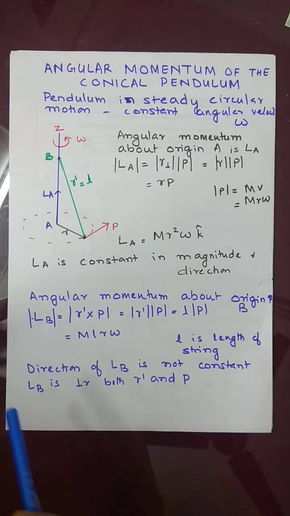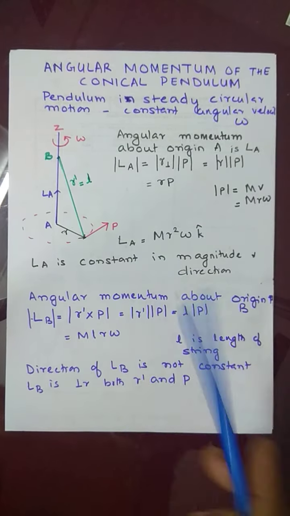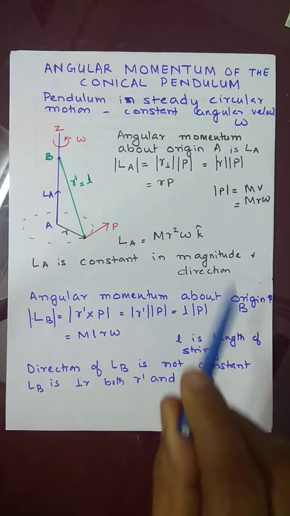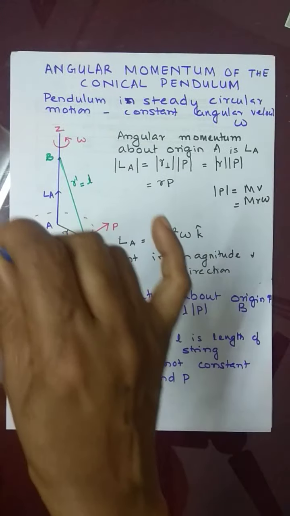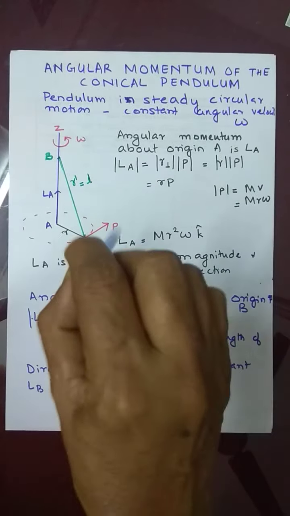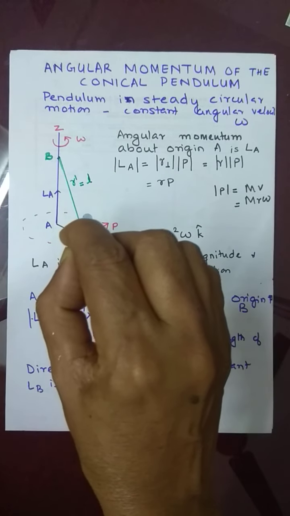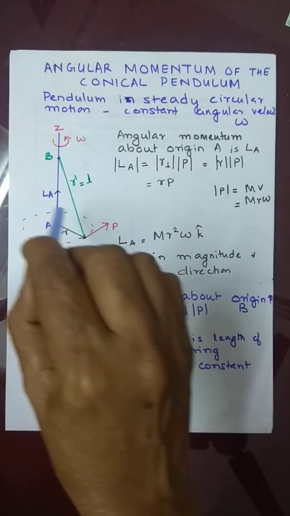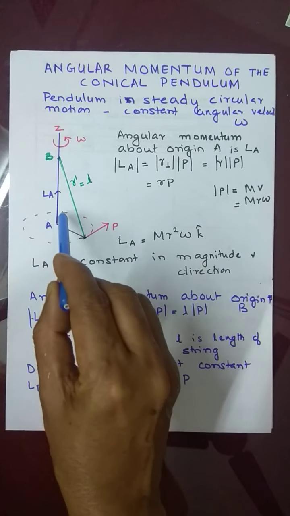You are familiar with a simple pendulum. Your simple pendulum will be oscillating to and fro. Suppose you hold the simple pendulum and it is making a circular motion. You are rotating the simple pendulum with its bob moving in a circular motion. That will represent a conical pendulum. That means the simple pendulum is tracing out a cone. That is how you represent a conical pendulum.